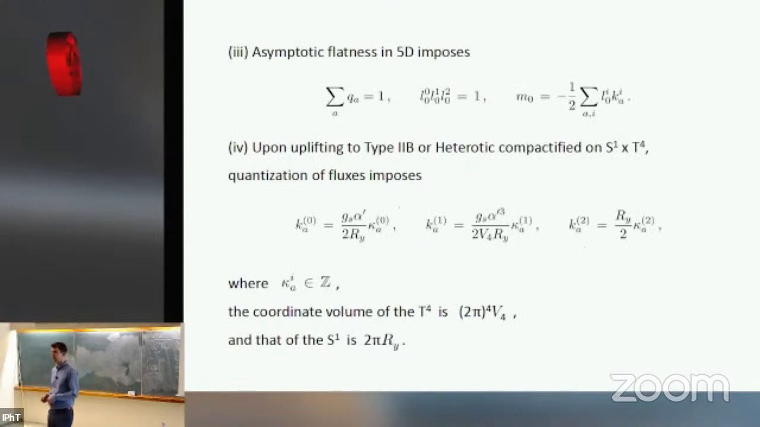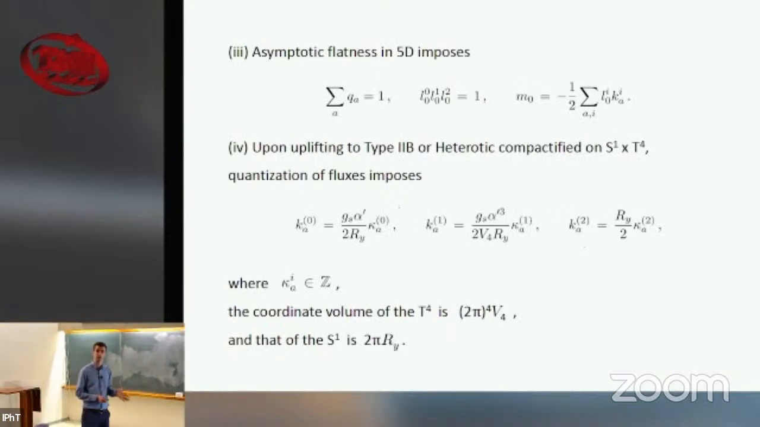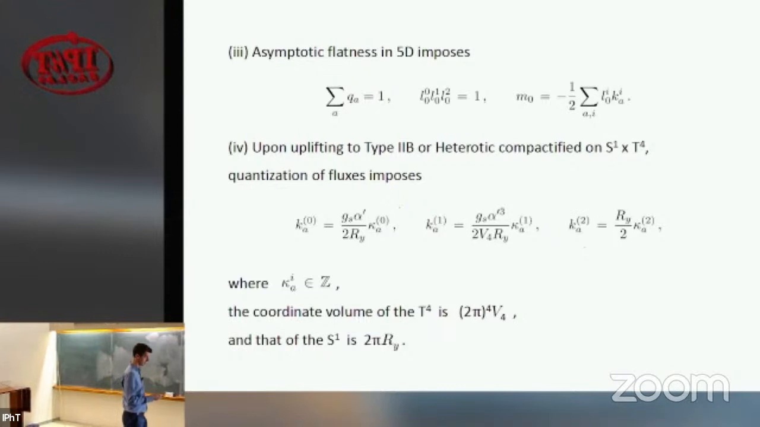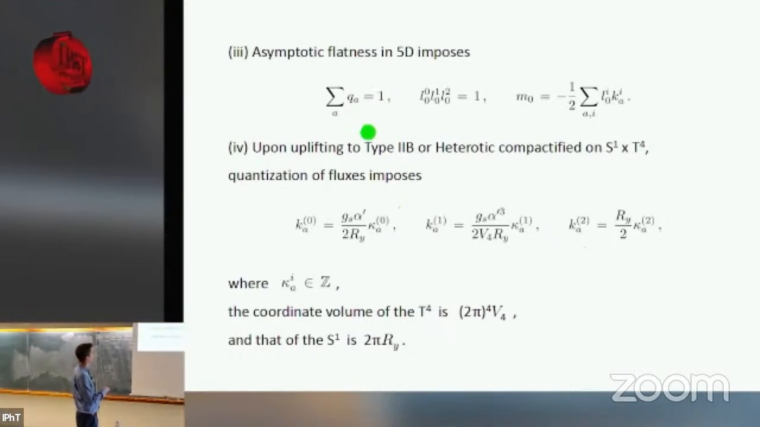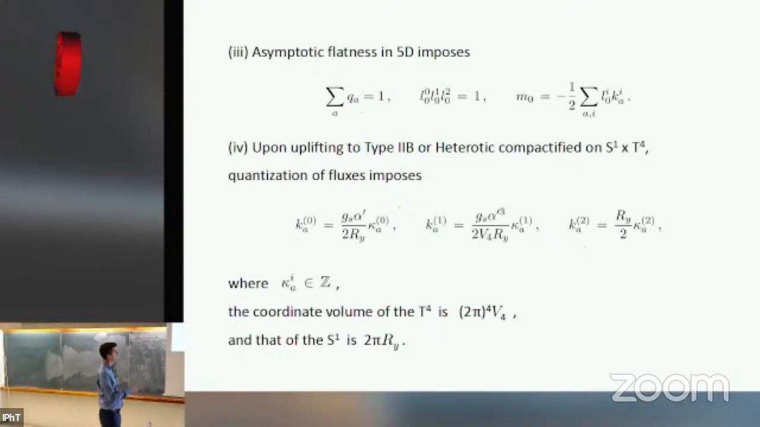OK, so the next set of constraints is to impose asymptotic flatness in 5D. This gives us that the sum of some of the Gibbons-Hawking charges has to equal 1. The constants in the L functions have to have product 1. And we get another condition which fixes the constant in the M harmonic function. So these are not particularly important, but what will be very important is the quantization of the flux parameters.